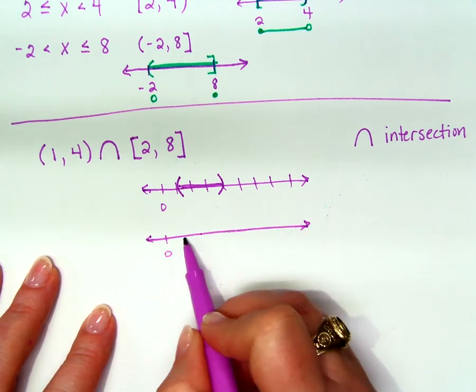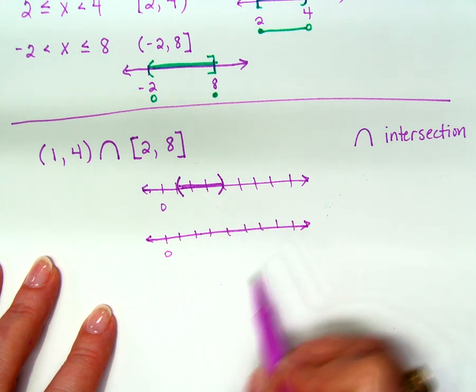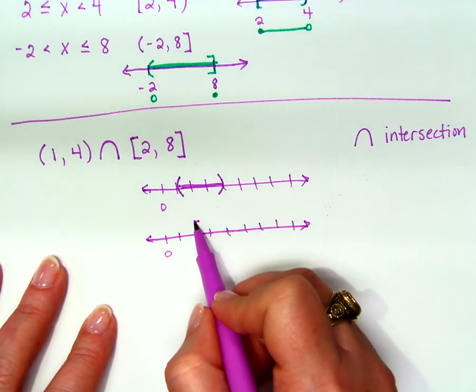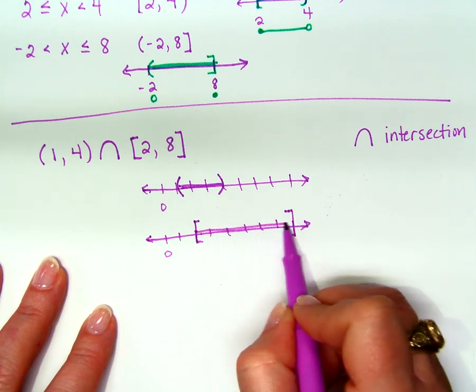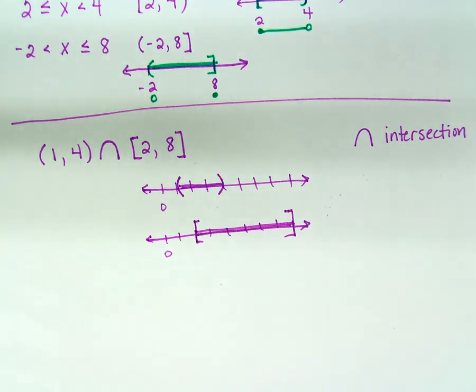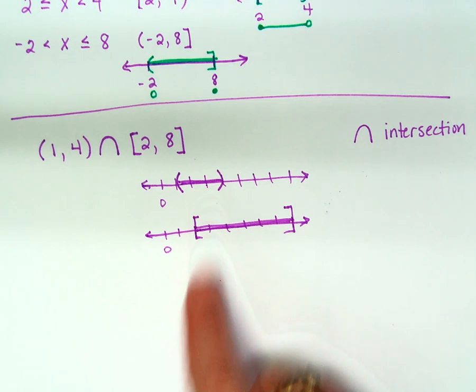And the second one, here's 0, 1, 2, 3, 4, 5, 6, 7, 8. Goes from 2 to 8. Like that, right? So where are they both? So like right here, right? That's where they both are.